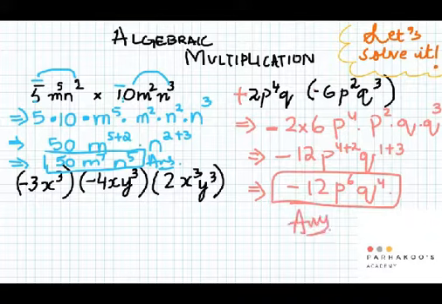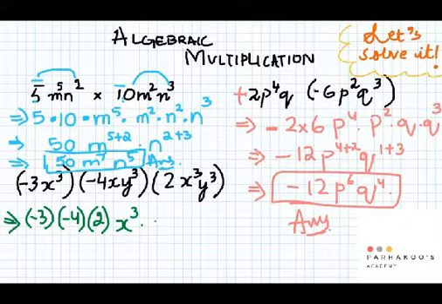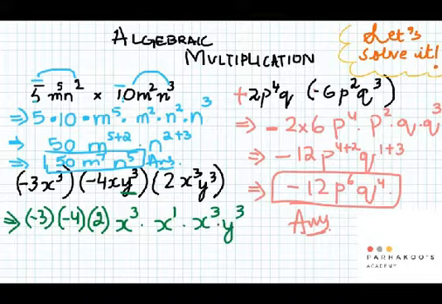Okay, now let's try to do this one. Here we have minus 3, minus 4 and 2. Then we have x cubed, x to the 1, x cubed. Here we have then y cubed, y cubed again. Now we have minus minus plus.